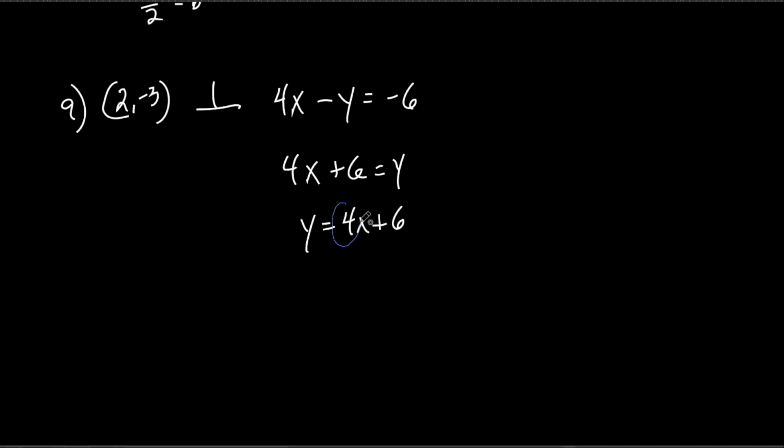So what is the slope of the line that they give us? You can just look at it. It's 4. But that's not the slope that we're going to use. If it said parallel, then we would use that 4 as our slope. But that's not the slope that we're going to use. What slope is perpendicular? It's not negative 4. It's the negative reciprocal.